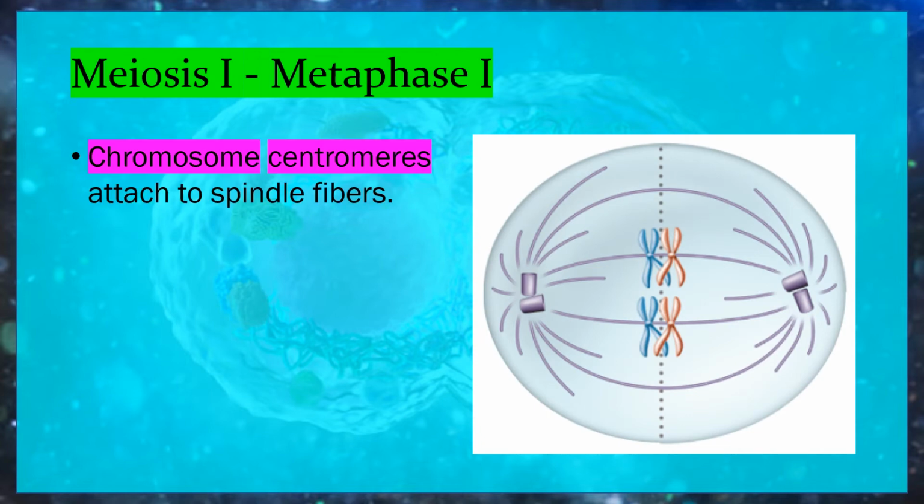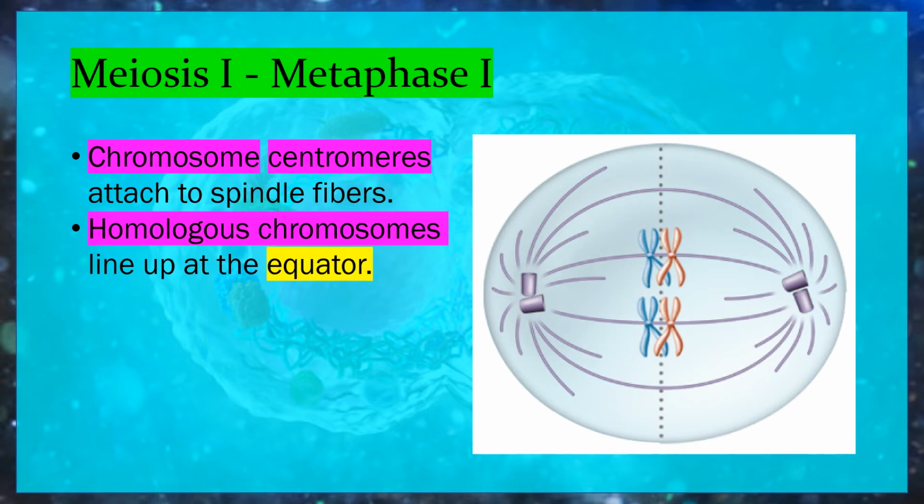The chromosomes' centromeres attach to the spindle fibers. The homologous chromosomes line up at the equator. And at this point, we should be noticing this is very, very similar to mitosis so far.